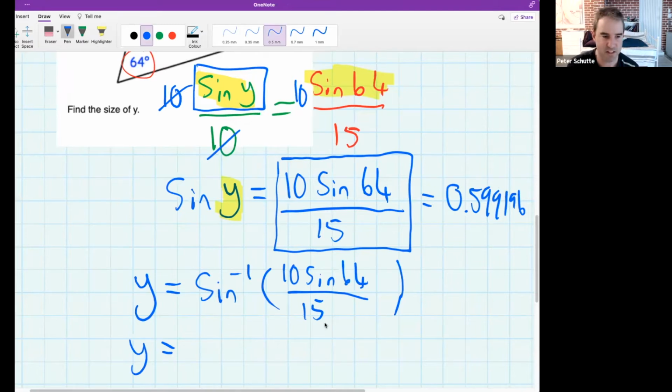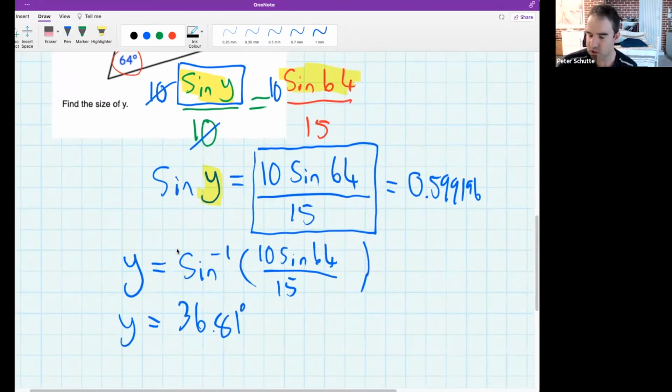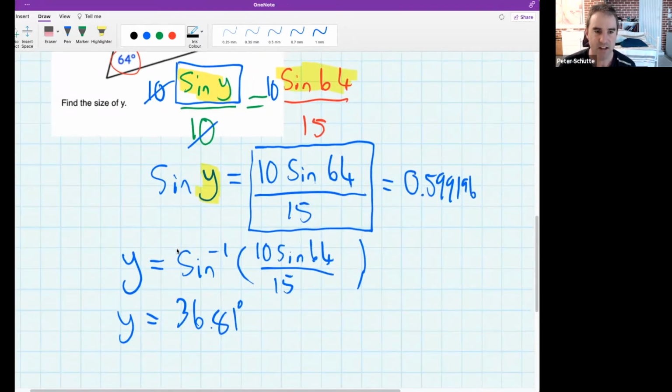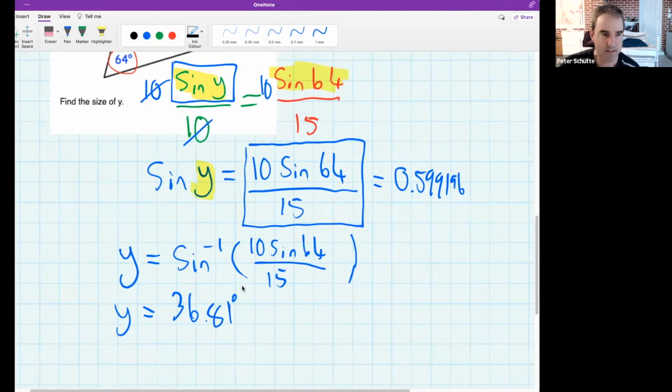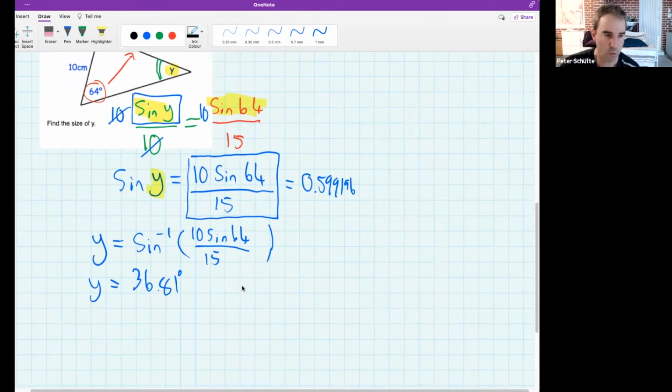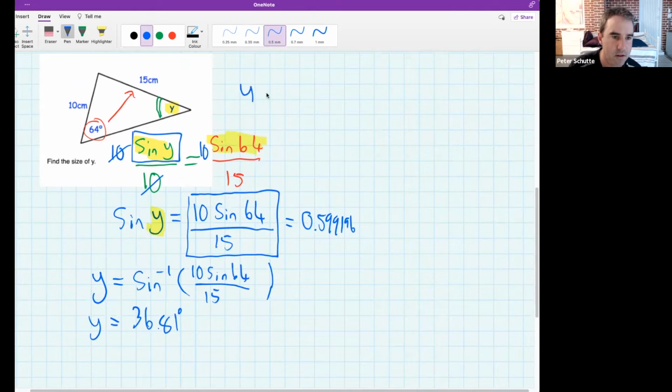We should be getting 36.81 degrees. Okay. Now, again, you don't have to do the intermediate step. I just wanted to make sure you understood that you have to move the 10 across first, and then you have to use inverse sine to get y. And so in summarizing, the answer for y is going to be 36.81 degrees.